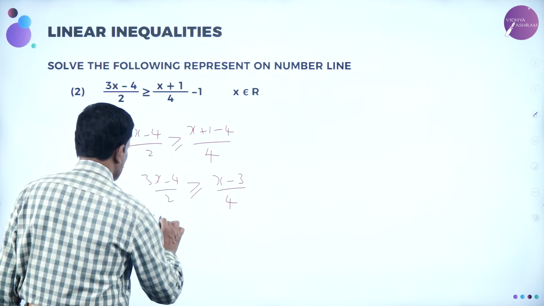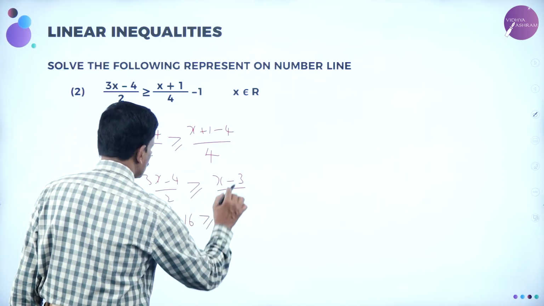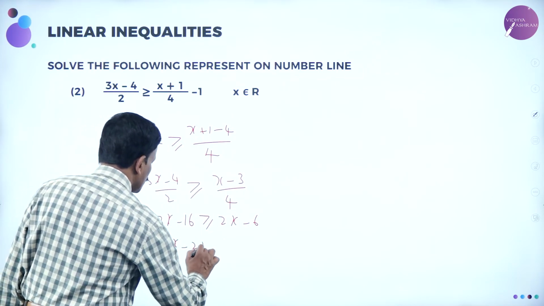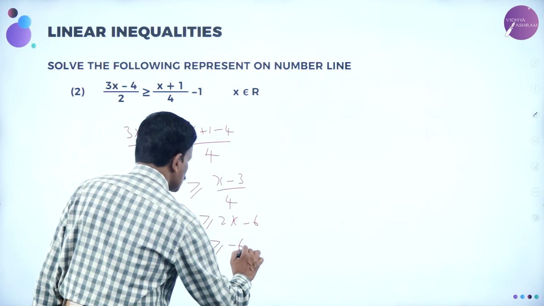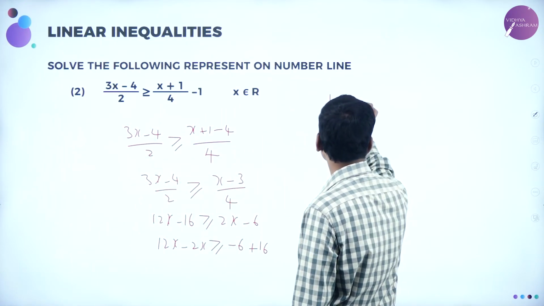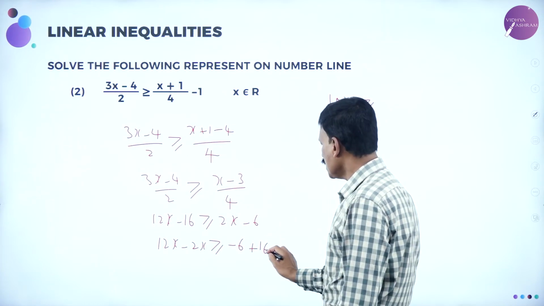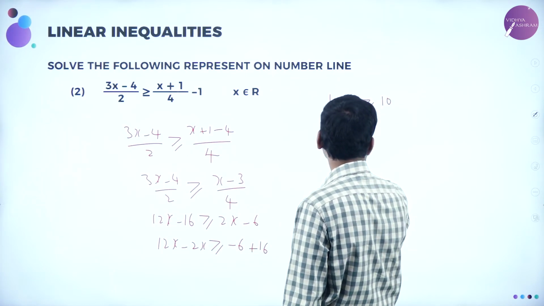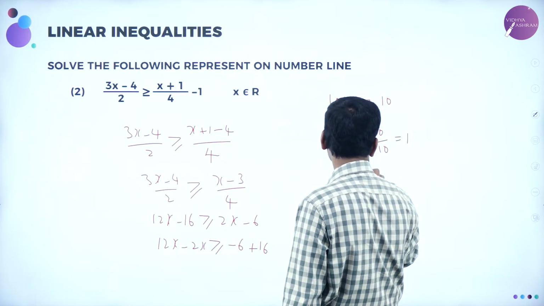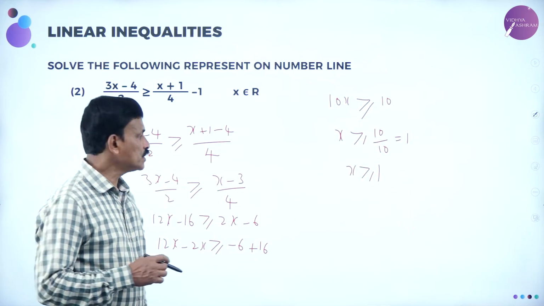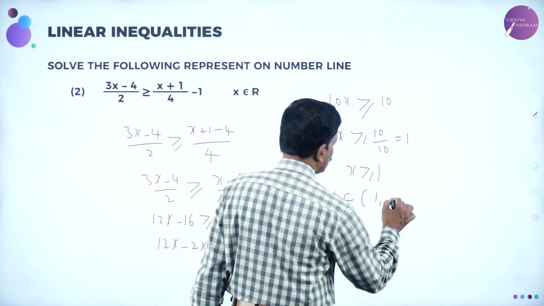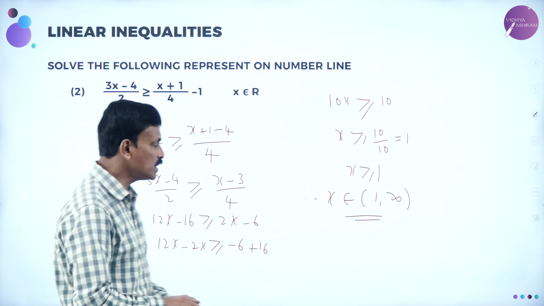That's it. 4 3s are 12x − 16 ≥ 2x − 6, or 12x − 2x ≥ −6 + 16. 12x − 2x is 10x, which is greater than or equal to 16 − 6, which is 10. So x is greater than or equal to 10 by 10, that's equal to 1. So x ≥ 1. Therefore, we can write x belongs to [1, ∞). That's it. Very simple here.